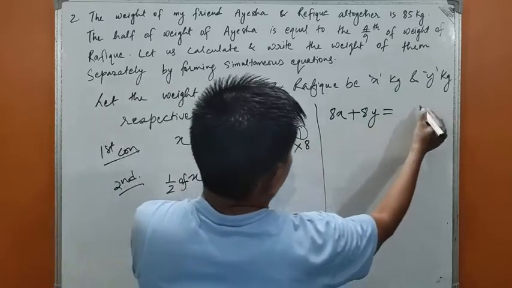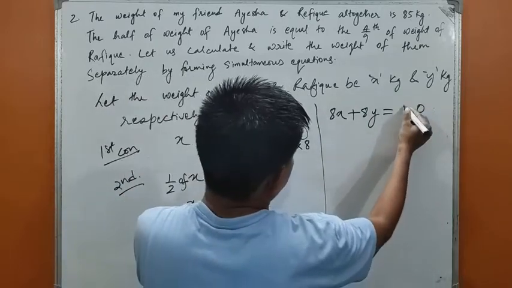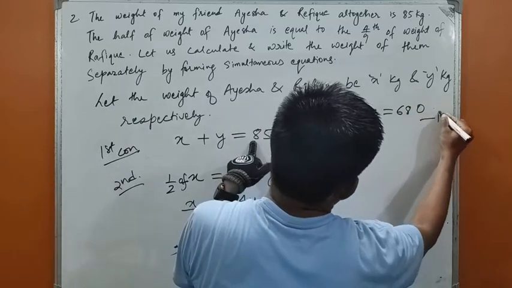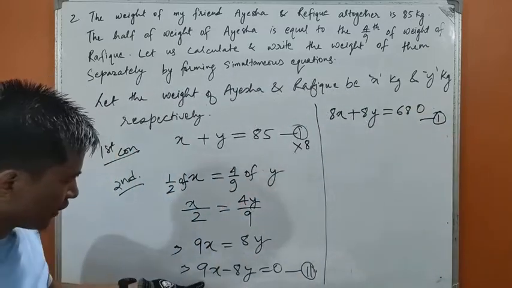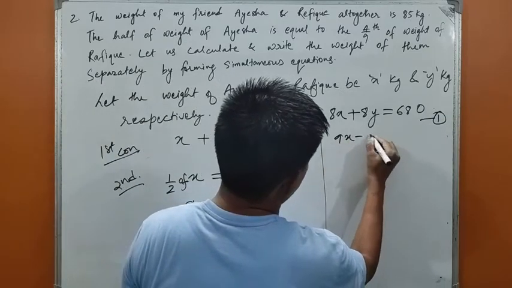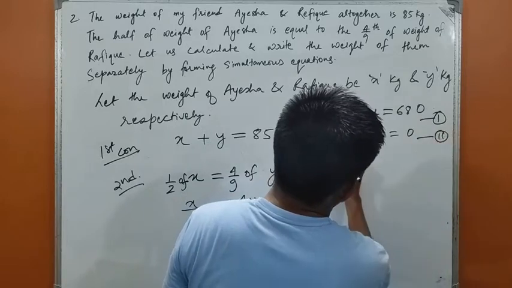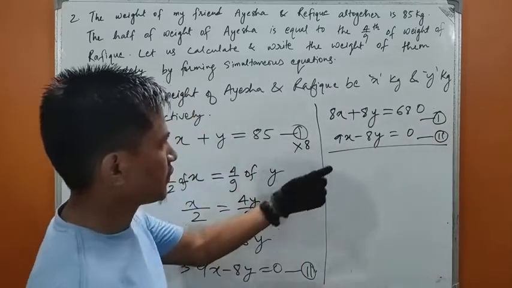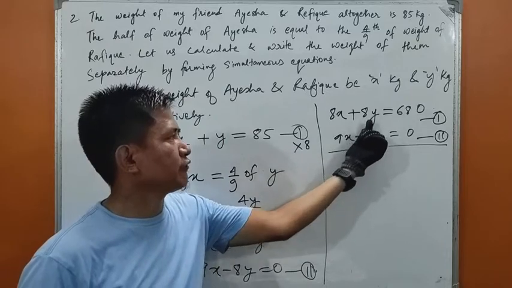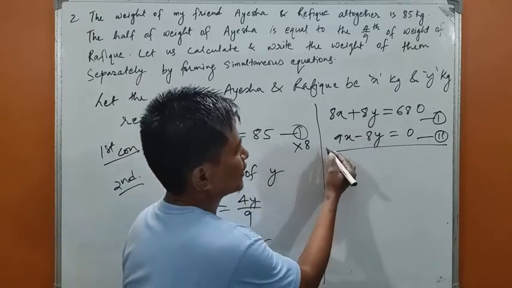8 5s are 40, 8 8s are 64. 64 plus 4, 68, isn't it? This is equation 1. So equation 2, 9x minus 8y equals 0. This is equation 2. Now the signs of 8y are opposite, isn't it? So we do not need to change the sign.